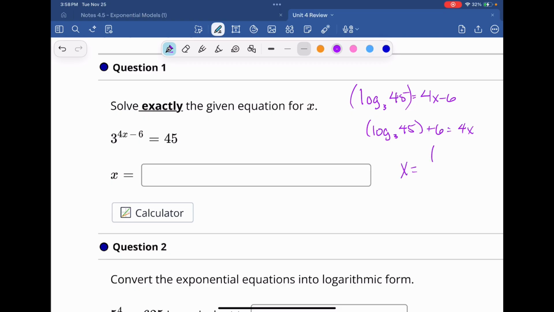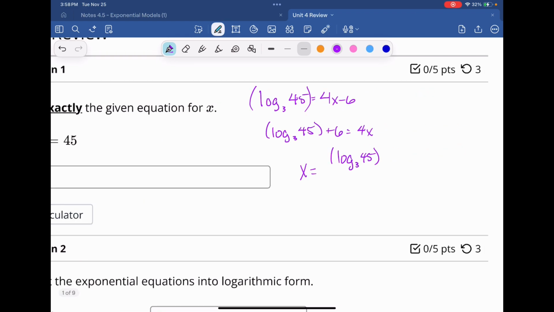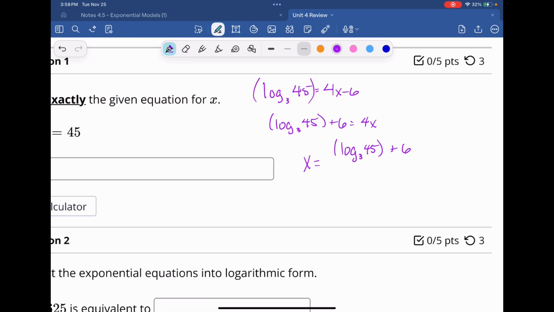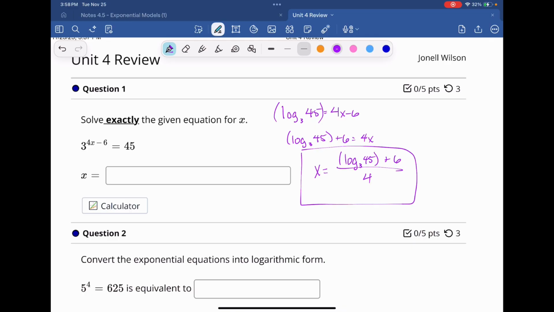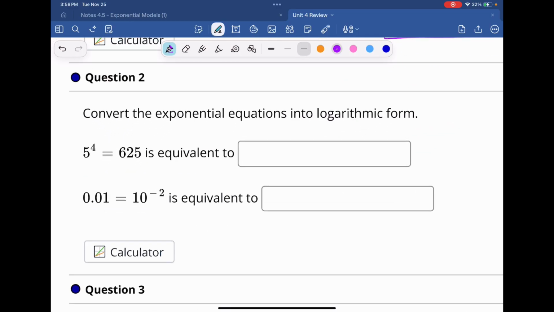So this is the exact answer they're looking for. All right, convert to exponent or convert to logarithm. So start with log. That's your base. Loop around, that's your argument. Loop around, that's what it equals.